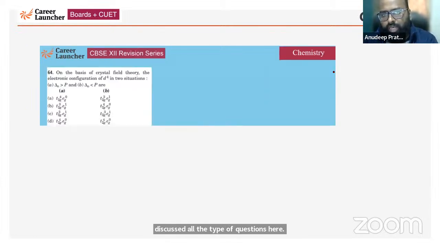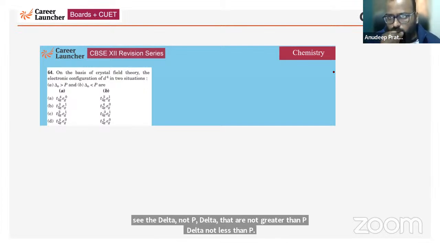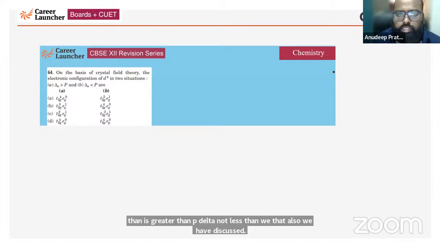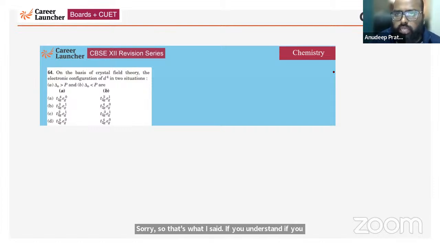You see delta not P, delta not greater than P, delta not less than P. I marked it as a hard question in coordination compounds in the paper. That was the only hard question I marked. But that type of question also we have discussed in our classes, basically in our revision series, right? So what happens if delta naught is greater than P, or delta naught is less than P? That also we have discussed. So that's what I said: if you follow our classes, that hard question would be easy for you.